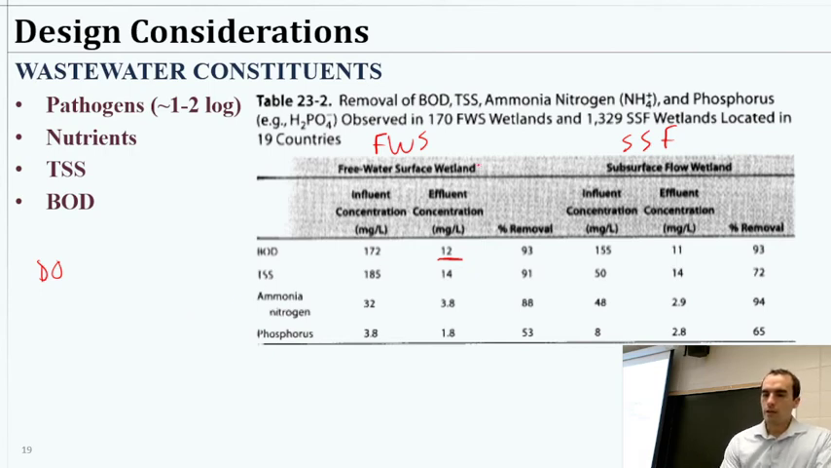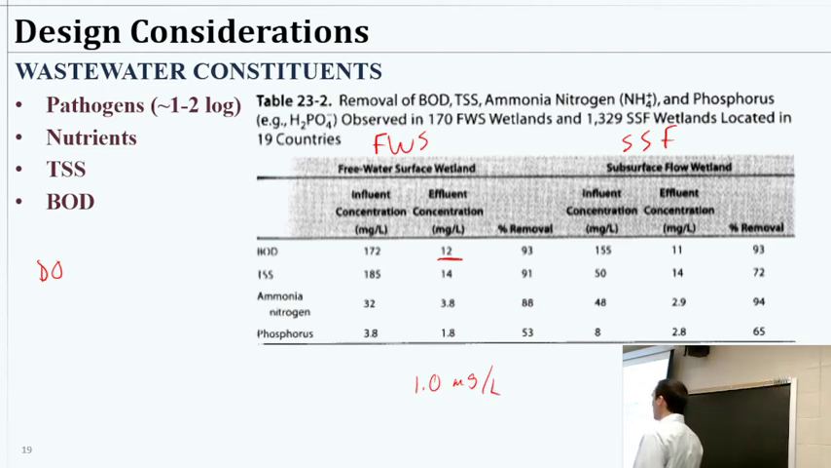Okay, so let's just go down the line for the free water system. The total suspended solids started at 185, going down to 14, similar, about 91% removal. Ammonia, so nitrogen ammonia, went from 32 to 3.8. So we're getting about 1 log removal for most of these things. Phosphorus as well, 3.8 to 1.8, well that's only about 50%. And most of our regulations now have phosphorus regulated at 1.0 milligrams per liter. I think it's starting to, in some places, be pushed lower.